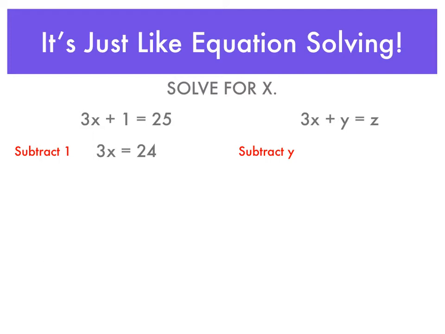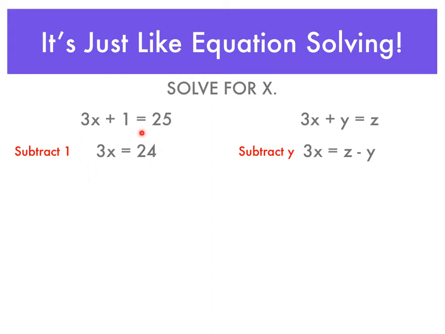When I subtract y, the problem is that over here when I subtracted 1, I was able to do 25 minus 1 and get 24. I can't really do z minus y. I can't put those two things together. So what I'm going to have to do is just write it as z - y. Let's go back to the left side here.